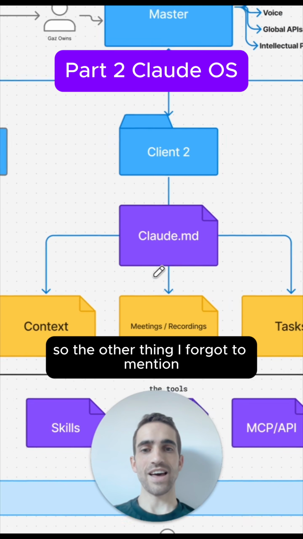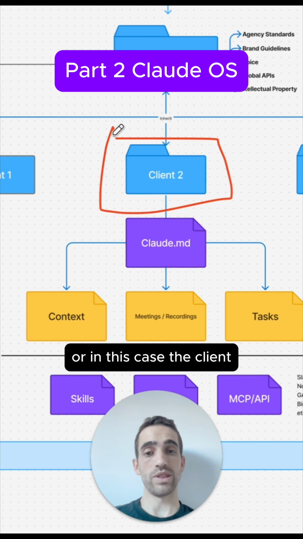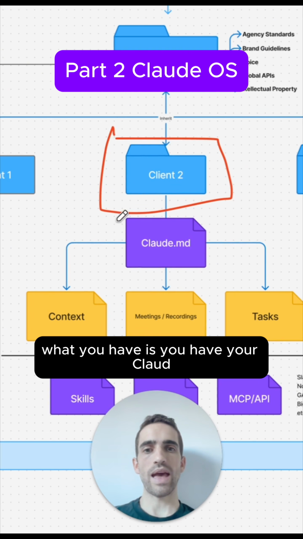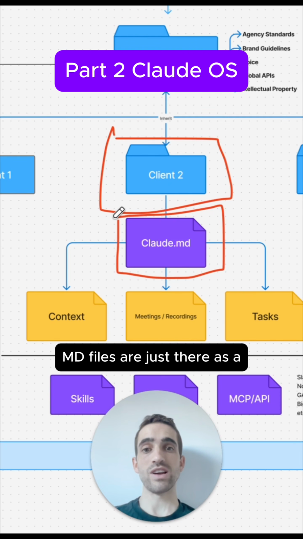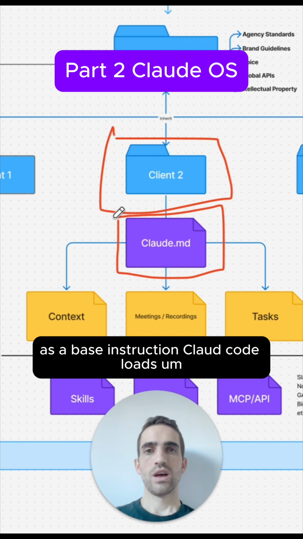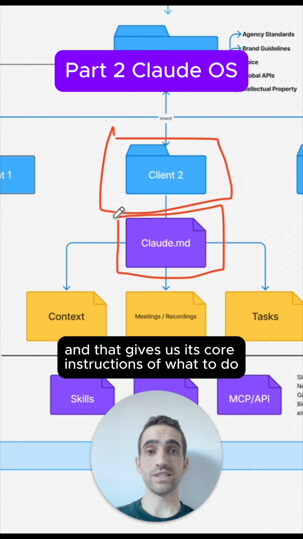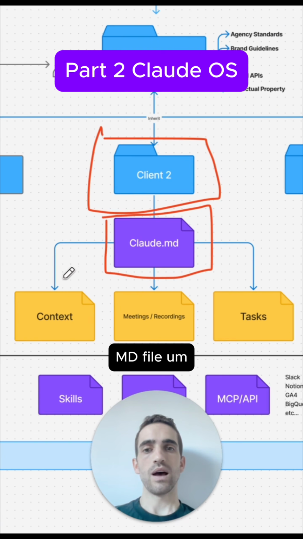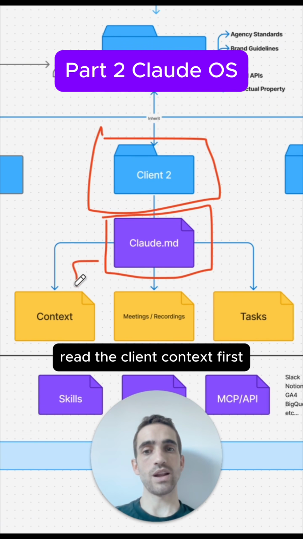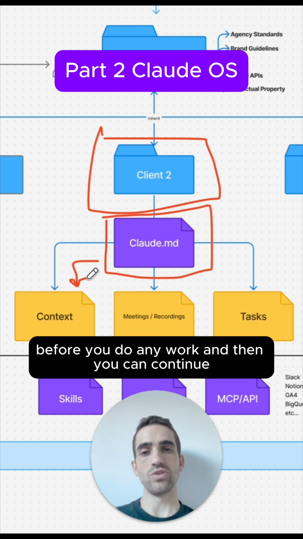The other thing I forgot to mention, and I'm just adding this on here, is when a staff member loads their project file, or in this case, the client, what you have is your Claude MD file in there, and Claude MD files are just there as a base instruction. Claude Code loads your Claude MD files first, and that gives it its core instructions of what to do. In our case, a Claude MD file tells it, hey, read the client context first, get an understanding of the client before you do any work, and then you can continue.